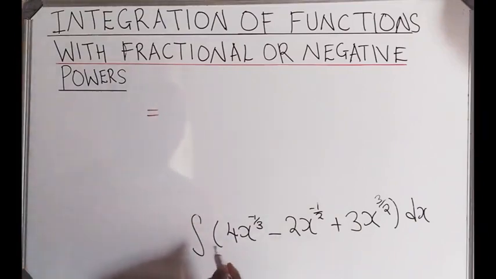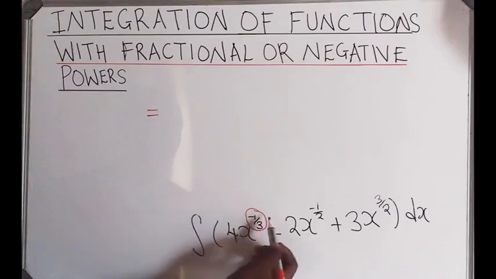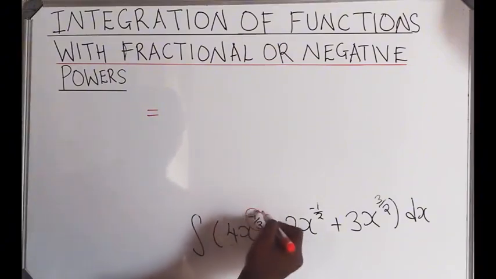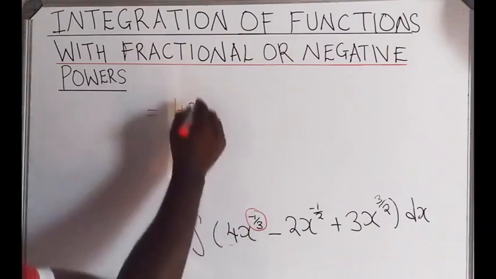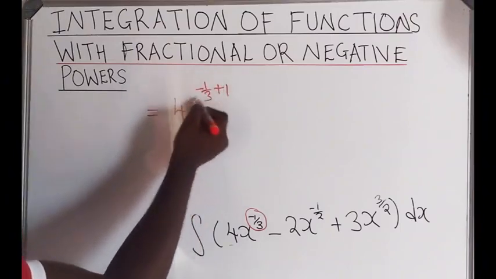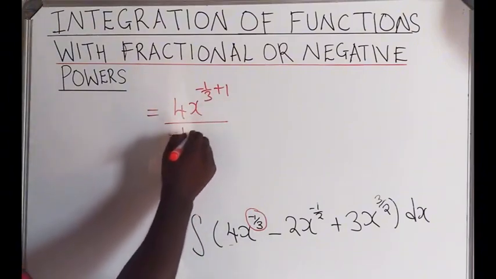We write equal to, so we have 4x raised to the power negative 1 over 3. When you are integrating functions, this power, negative 1 over 3, is going to be added by 1. Once we add the 1 to the power, then we divide by the same new power which will be written here. So what I mean is you write 4x raised to the power negative 1/3 plus 1. So I've added the 1 to this power, and I will divide by the same thing, which is negative 1/3 plus 1.